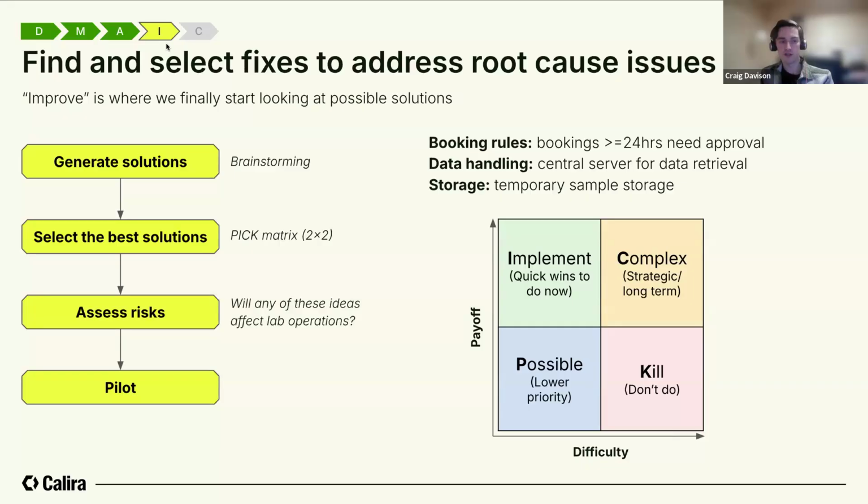Then once you've done that, you can assess what effect these will have on day-to-day operations, and make sure they won't cause any other problems in and of themselves. Then you can pilot the solution. So maybe there's a small group or a lab that makes sense to start first, and you can quantify the impact that that solution has. The important thing is that fixes should directly address the root causes that you identified earlier.